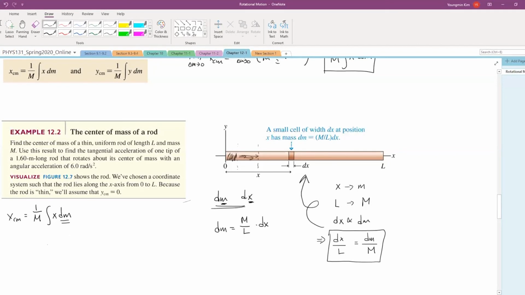So let's do the substitution. Then here I have 1 over m, x, and in terms of dm, I'm going to put m divided by L dx. Now, both m and L are constants. So m will cancel out here, and then you have 1 over L outside of the integral, x dx. And now this becomes a definite integral because you're integrating from 0 to the total length L.